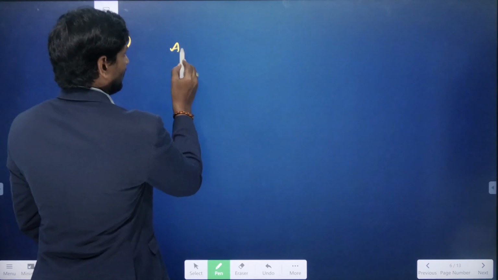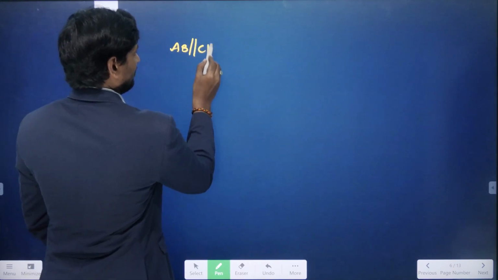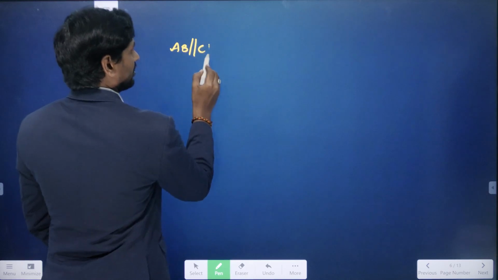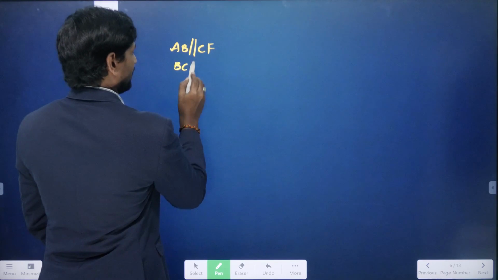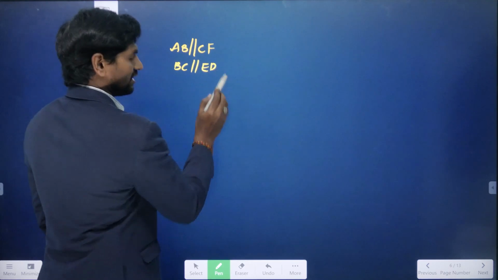Yeah, the ninth problem is given that AB is parallel to CF and BC is parallel to ED. Correct? Yeah, AB parallel to CF and BC parallel to ED. Okay. Then we need to find the given condition. Which is the given condition? Before that, let us try to draw the given diagram.